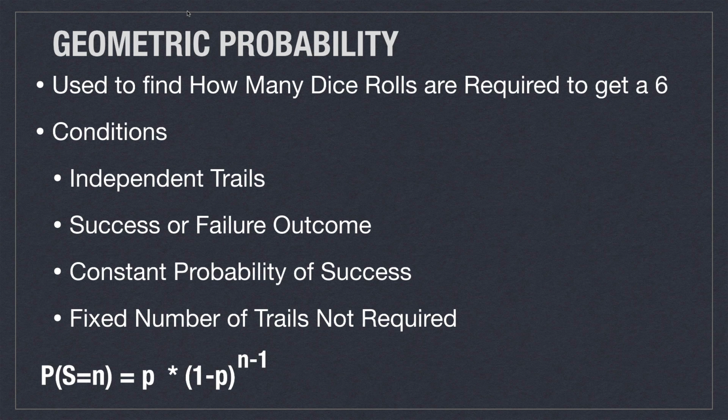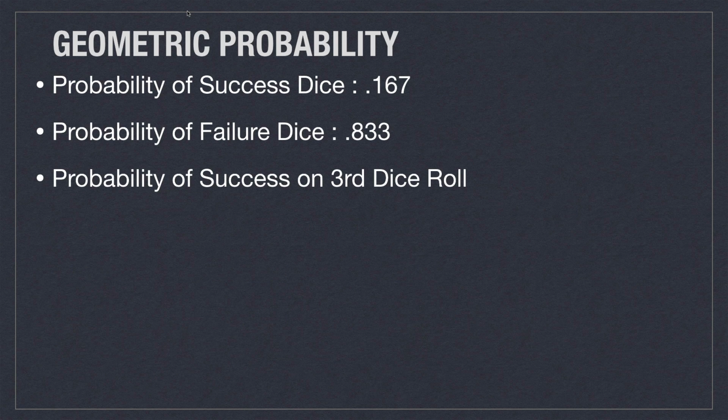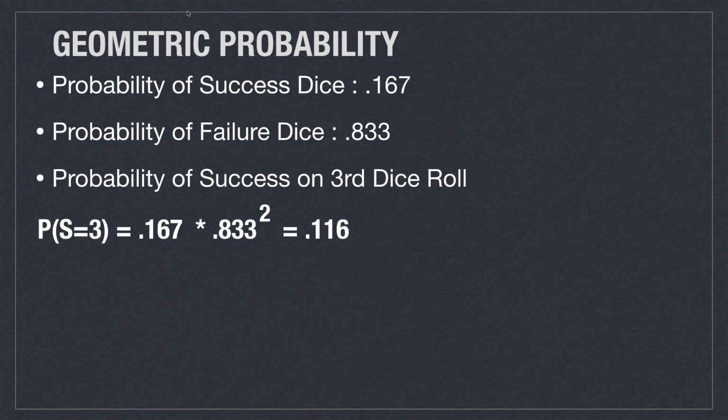And as you can see, we are multiplying the probability of success by the probability of failure to the power of the number of trials minus 1. Now, to find the probability of rolling a 6 in 3 dice rolls, what we're going to do is multiply the probability of a roll, which is 0.167 or 1 over 6, by the failure probability, which is going to be 0.833, 1 minus 0.167. And this is going to be taken to the power of the trials minus 1, like we saw previously. And you can see that that is going to come out to 0.116.